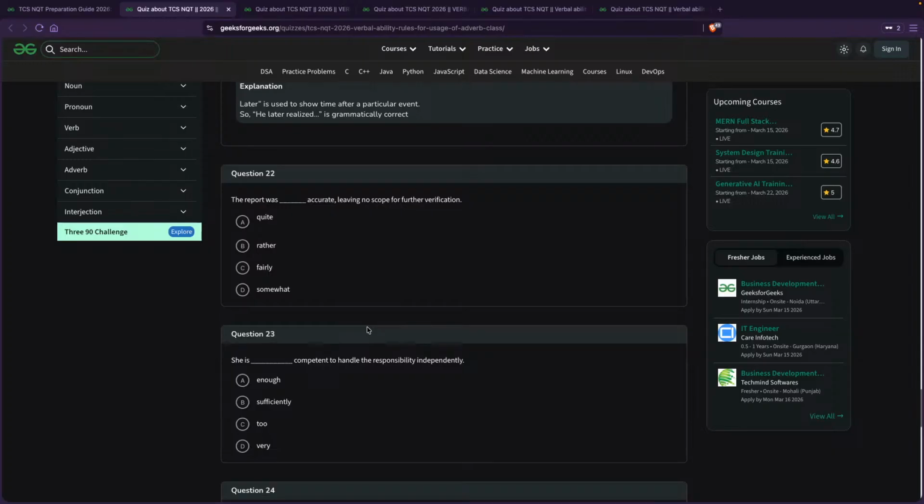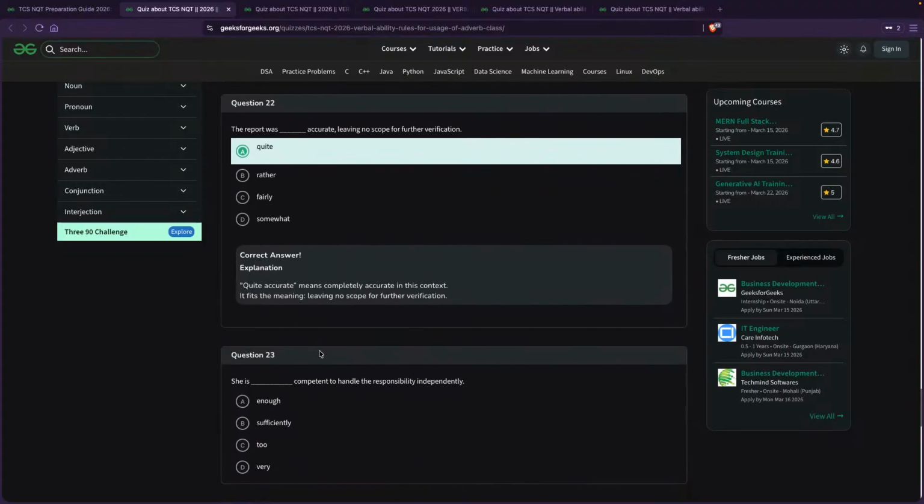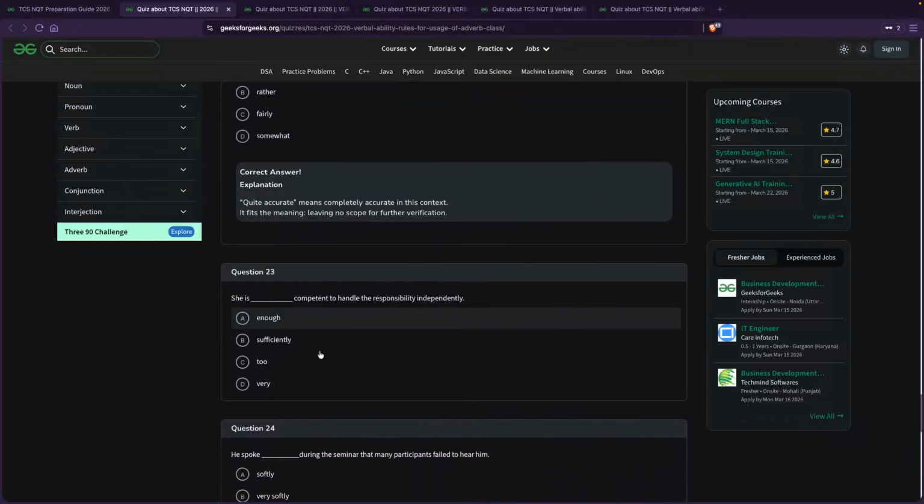The report was quite accurate, leaving no scope for further verification. Quite accurate. Yeah, there is no further verification needed. I think this is going in a very positive way, so I will go with quite, and I will not go with fairly, because fairly is in a medium way, not that positive, not that negative. But quite is very positive. Somewhat accurate, no, I will go with quite. Yes, quite accurate means completely accurate. In this context, it fits the meaning, leaving no scope for further verification.